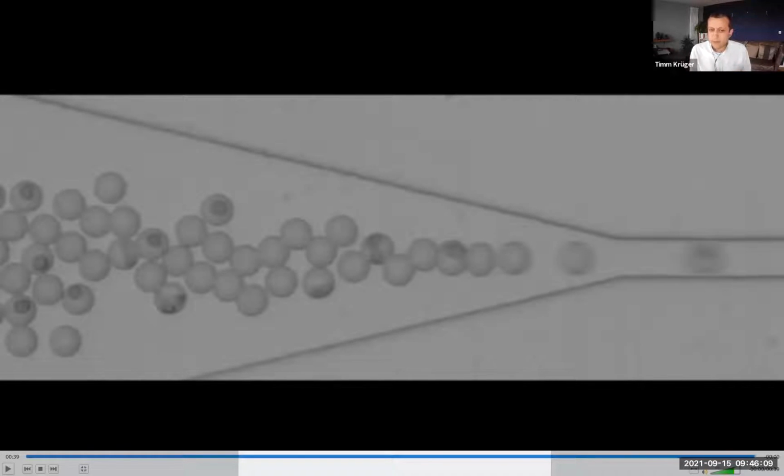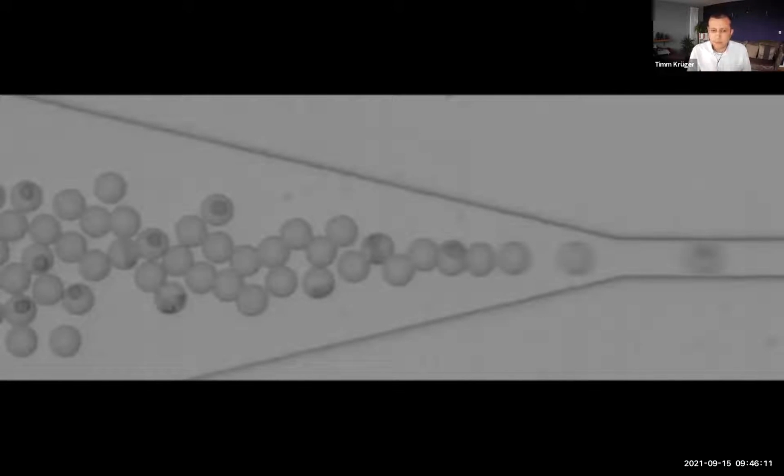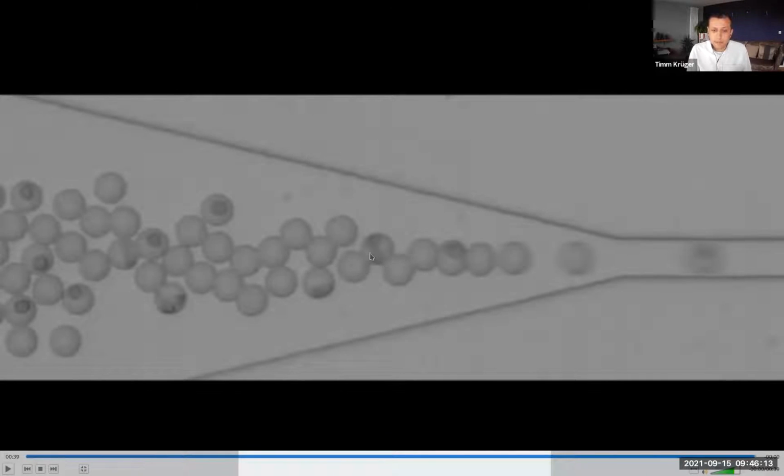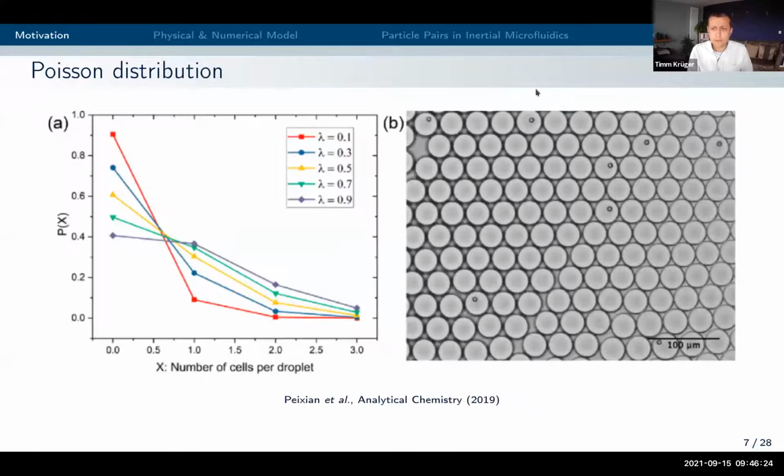And now the question is, what is not so good about the situation? You can see already there is one droplet that has actually two cells inside. And you have quite a large number of droplets with absolutely no cells inside. So if I go to the next slide, this is what you see.